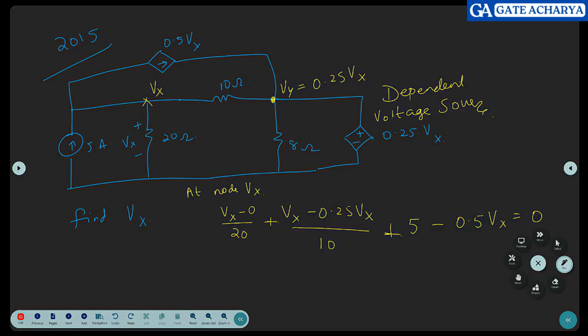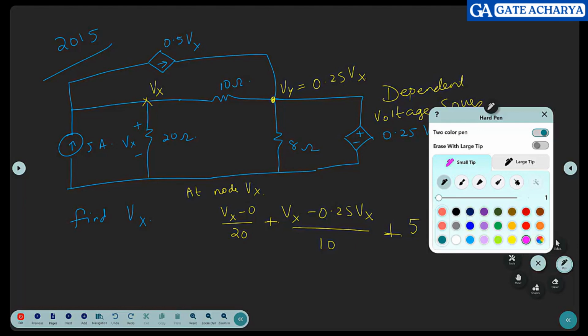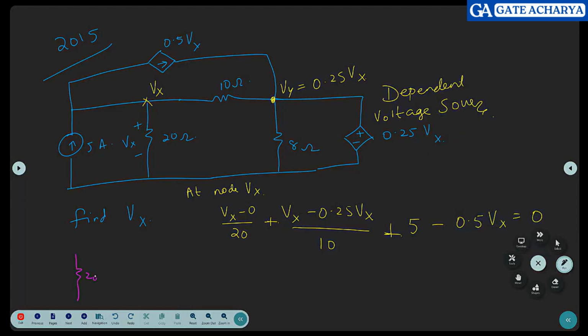Maybe I can redraw the circuit just for your interest. 20 ohms is there, 10 ohms is there, 5 amps is there, 0.5 Vx is there. So there are four branches here. This current is entering, this current is leaving.